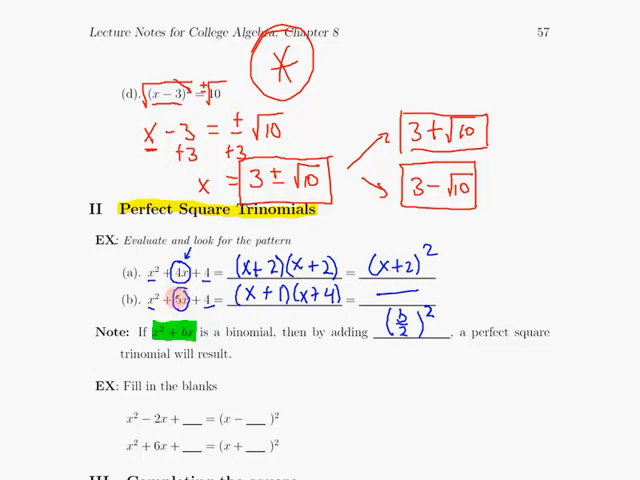That's not true here. Half of 5 is 2.5. 2.5 squared is not 4. That's why this is not a perfect square.